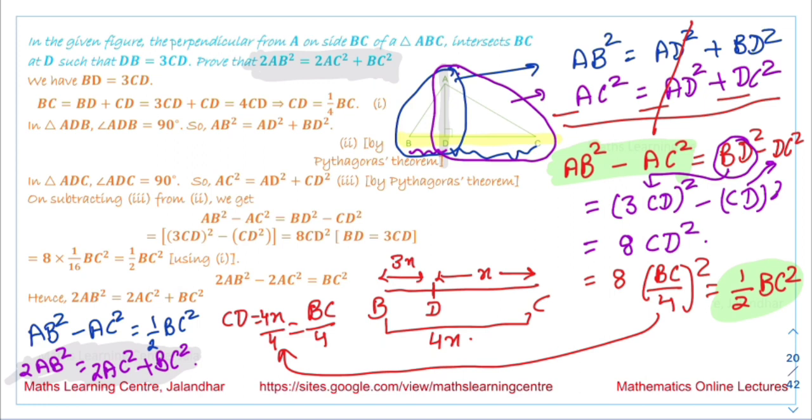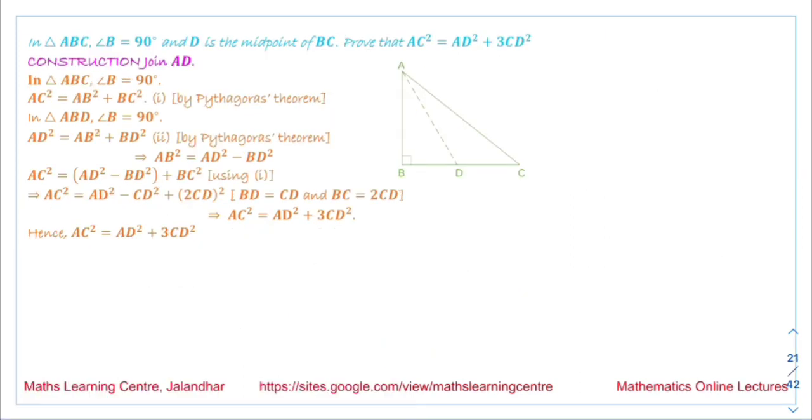Now next is, in a triangle ABC, angle B is 90 degrees. This angle is 90 degrees, and D is the midpoint of BC.